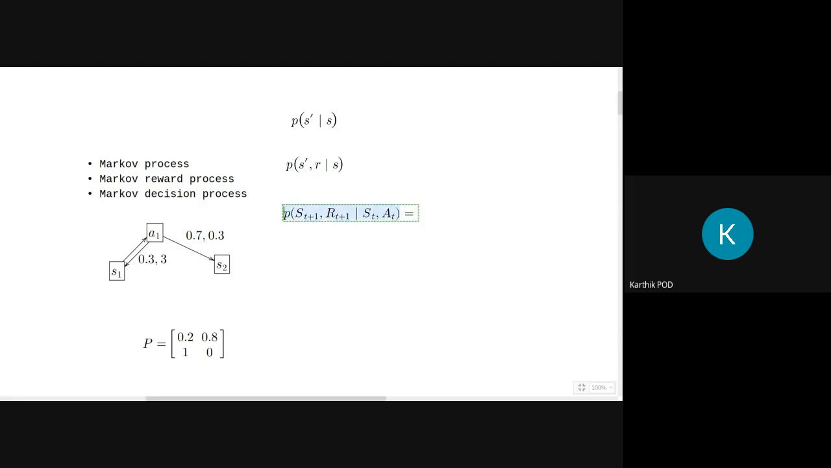The nice thing about an MDP is that the state is Markov. Which means the probability of s_{t+1}, r_{t+1} given s_t, a_t is equal to the probability given the entire sequence. You replace the whole thing with s_{t-1}, a_{t-1}, and of course also r_{t-1}, the whole thing.